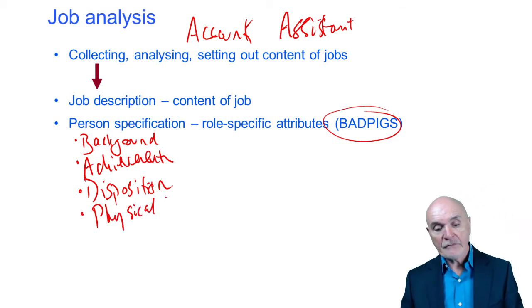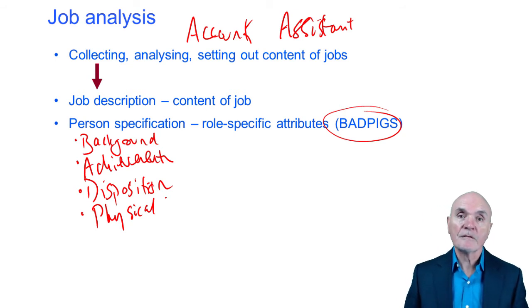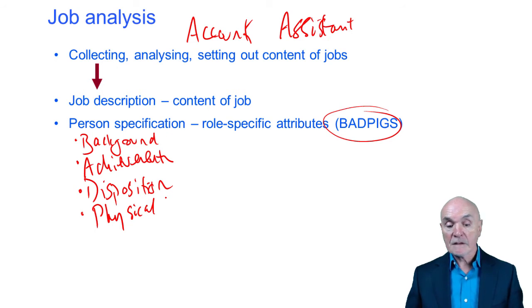P is physical. Again, we have to be a little bit careful about this, whether or not certain physical attributes are really necessary. Very often they're not. But say if you're going to be an airline pilot, then it's important to have good eyesight. It's important not to be colorblind, so you can tell green from red. And the like. So sometimes physical is going to be very important.